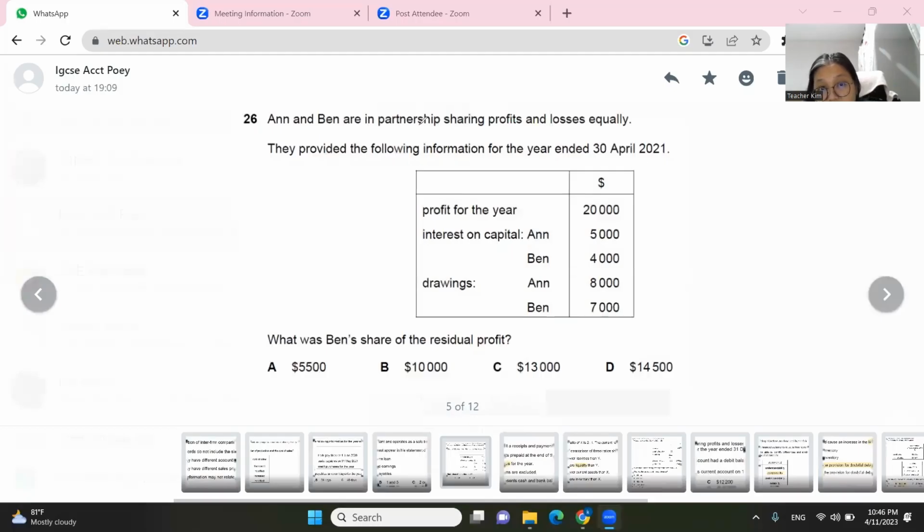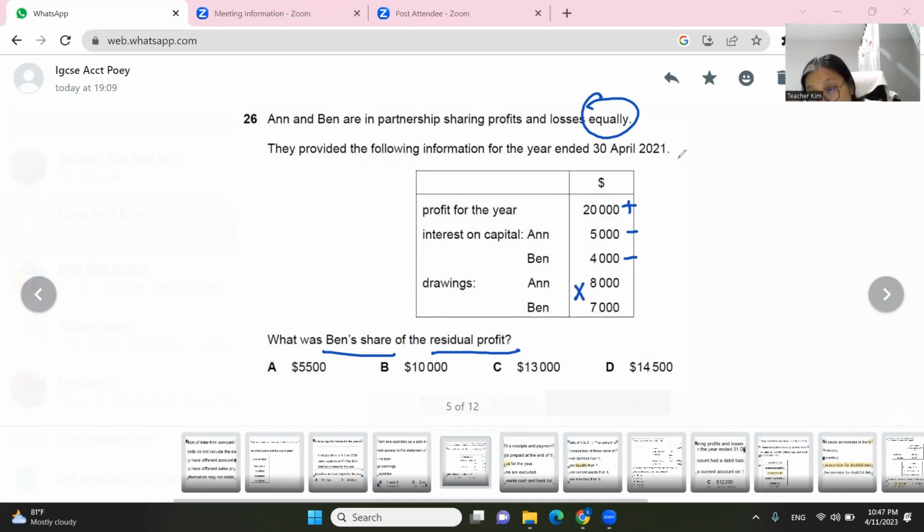N and B are partners and share profit equally. So here, this is the information. What was N's share of the residual profit? So the profit for the year, plus, and then minus interest on capital. So these are the two things. This one, we are not taking in.